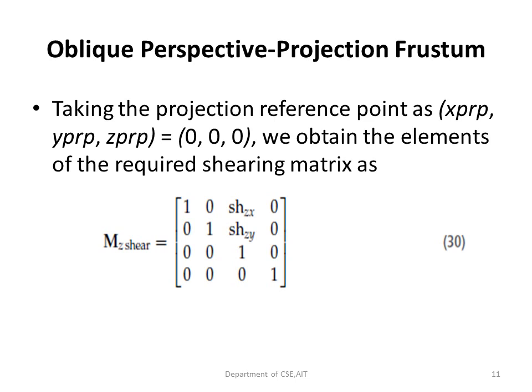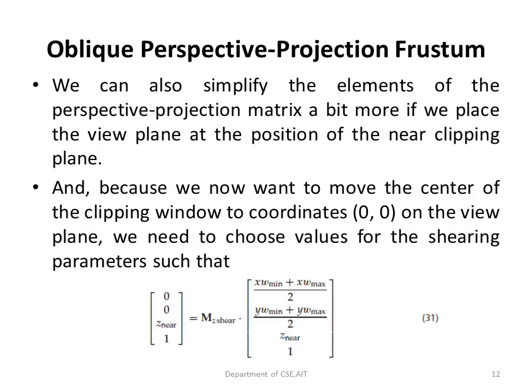So from this we can get the shearing matrix contents. This will be as shown in equation 30. So it is influencing the shearing of the ZX and the shearing of the ZY. We can simplify the elements of the perspective projection matrix if we place the view plane at the position of the near clipping plane.